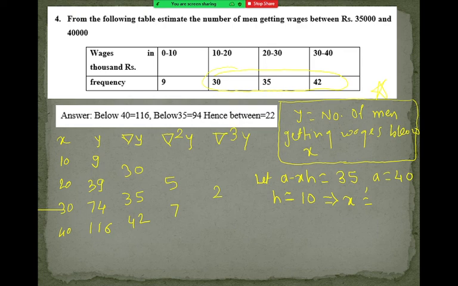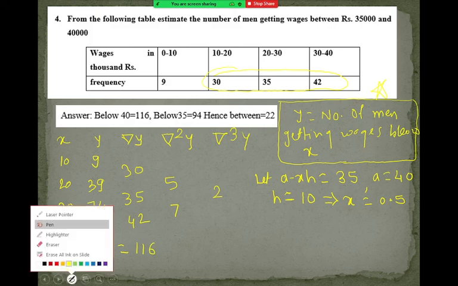So what should x be? 40 minus 35 divided by 10, which is 0.5. Everyone check whether it is 0.5. So we have x as 0.5. Now start the formula. The formula is f of A minus xh. A minus xh is 35 here, so f of 35. We have the formula as f of A. What is f of A? Not 42, it is 116. 116 is f of A. See, these are the leading differences. I will highlight them here.